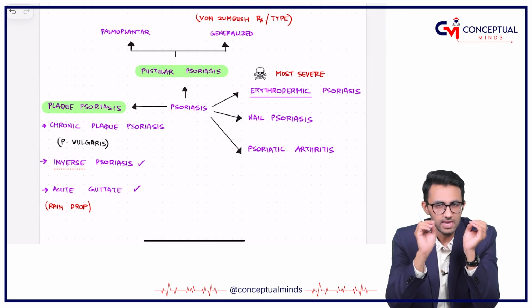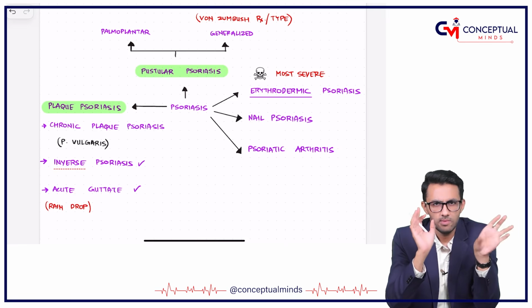The next one is inverse psoriasis. The findings are all inverse. The common one is on the extensor, while this is on the flexural surface. The next one is acute guttate psoriasis, and in this we find the raindrop lesions. The history will be given of streptococcal infection. Okay, all the plaque psoriasis is done.